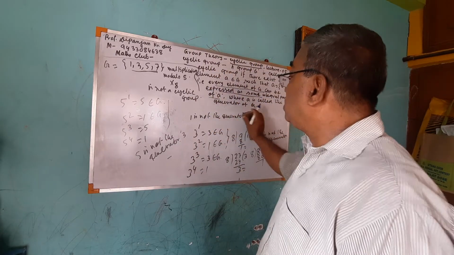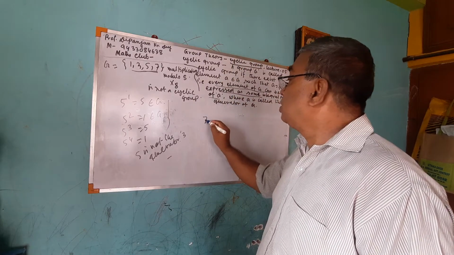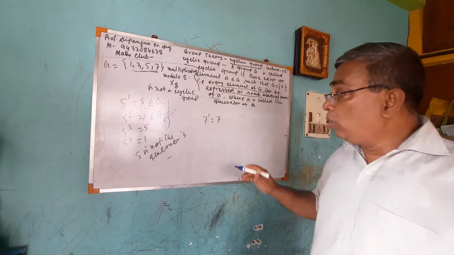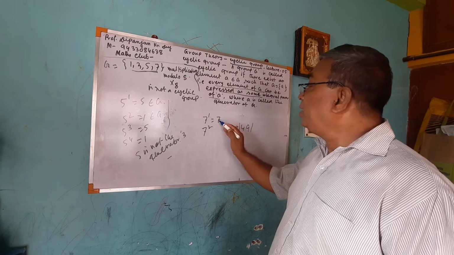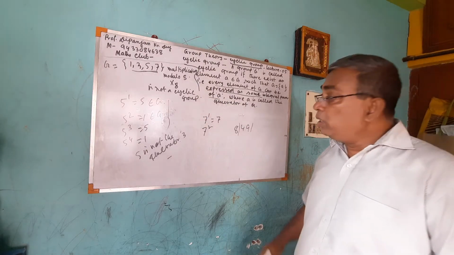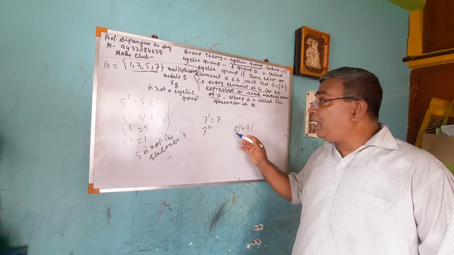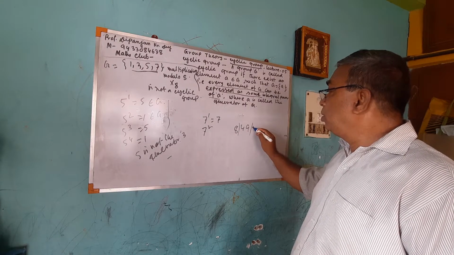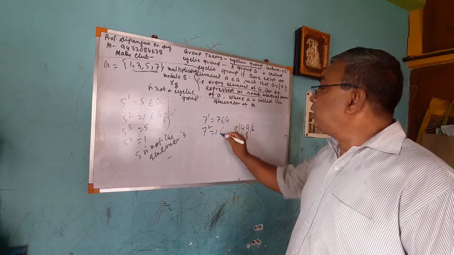Now the last element I will check, that is 7. 7 to the power 1 is equal to 7 because 7 is less than 8, so no need to divide. Okay, 7 squared is 49. 49 divided by 8. Why am I writing 7 here? Because 7 is less than 8. Multiplication modulo 8, so directly you can write 7. If it is more than 8, then you have to divide. Then you see 1. It is 1. This belongs to G.